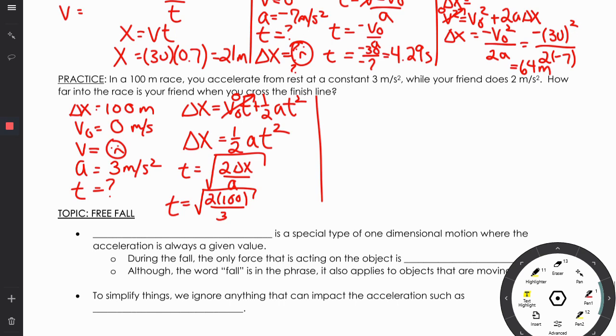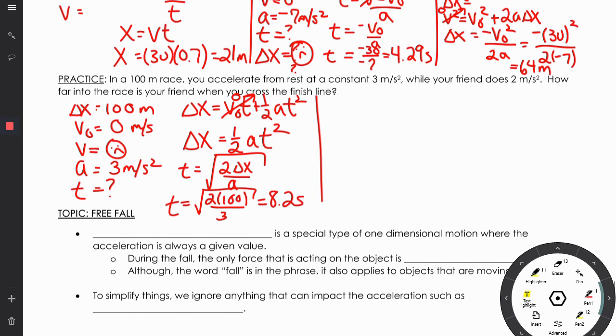It's going to take us about 8.2 seconds to finish the race, which is amazing because the world record is like 9.7 seconds. But the difference is sprinters will stop accelerating over time and then they'll get to a constant velocity, where here we're assuming constant acceleration the entire time.